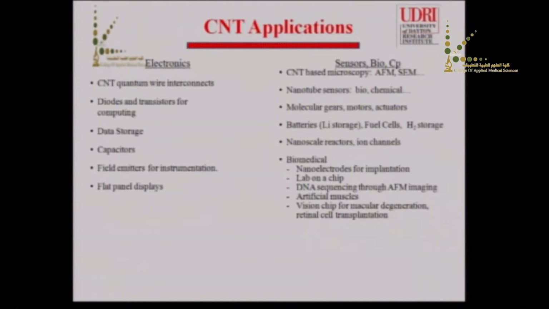This is a short list of some applications for carbon nanotube: CNT quantum wire, diode, transistor, data storage, capacitor, flat panel, also sensor, biosensor. They can detect the DNA structure by nanofield. Also, we can use it in muscles. Besides, we can use it in the flight or aircraft area.